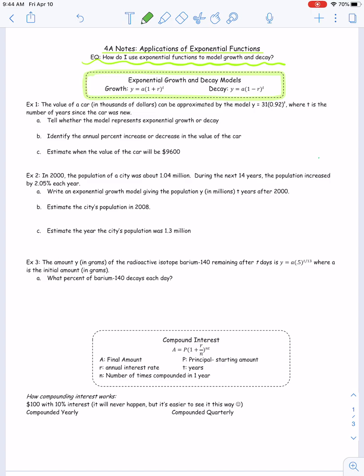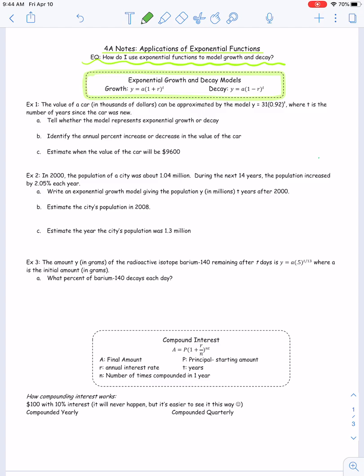So these are applications of exponential functions. How are we going to use these exponential functions to model growth and decay? Just like you saw last week, we have our exponential growth and decay models. Growth, remember, is going to have a base that's bigger than 1, and decay is going to have a base that is between 0 and 1.